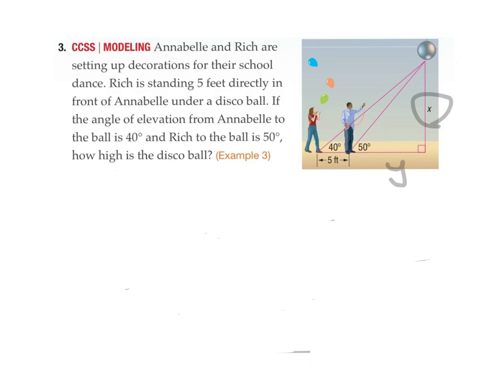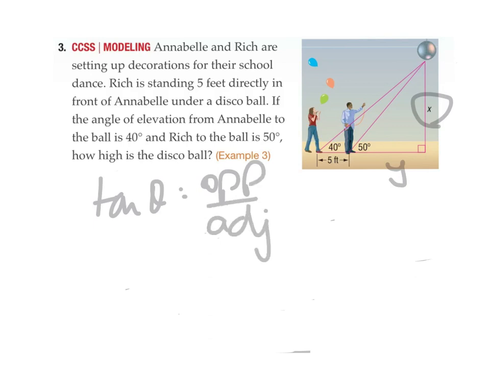x is opposite the angle, y is adjacent, so it's a tangent question. Just quote the formula for a minute: tan theta is equal to opposite over adjacent. That's the basic formula. Now we're using Rich, so tan 50 degrees is equal to x over y.